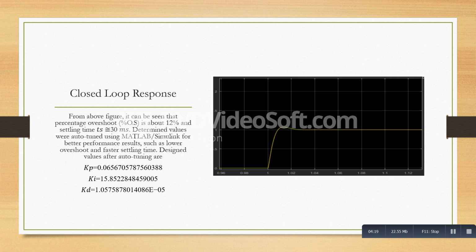And this is after auto-tuning. From the figure, it can be seen that percent overshoot is about 12%, and the settling time is about 30 milliseconds. Values were determined by auto-tuning using MATLAB Simulink for better performance results, such as lower overshoot and faster settling time.